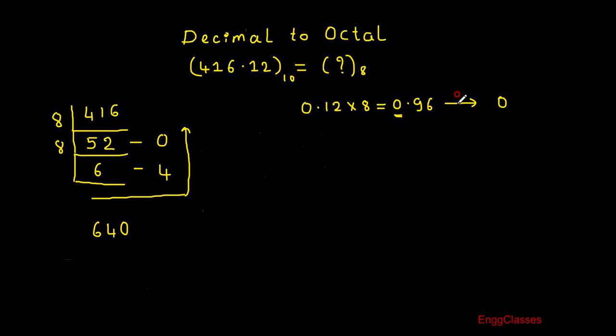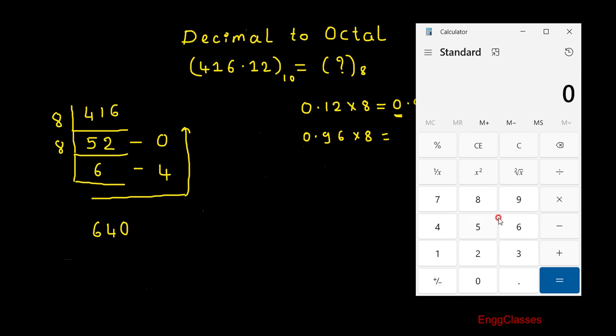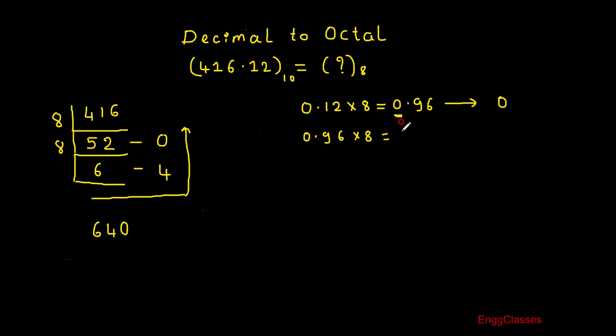Next let me consider 0.96 for the next iteration. I have to multiply this number successively by 8. Let me again consider the calculator and do this. 0.96 into 8. If I do that, I'm going to get 7.68 as the answer. Let me write 7.68. Again I have to read what I have at the integer part. At the integer part I have 7. So let me write 7 over here.